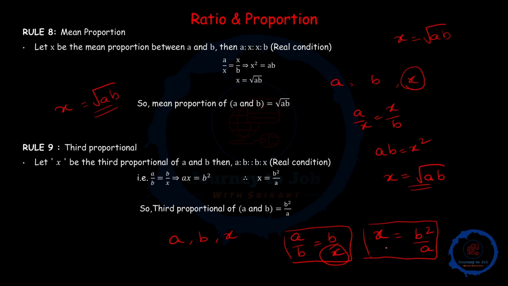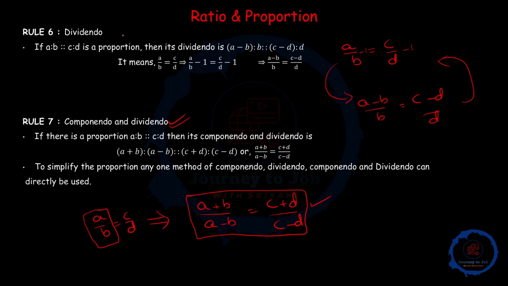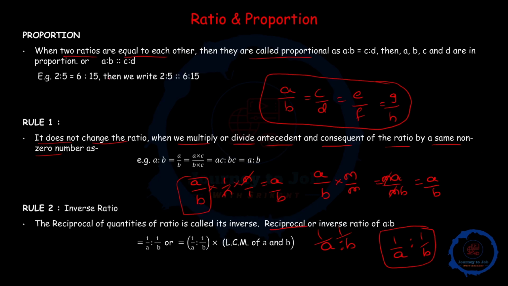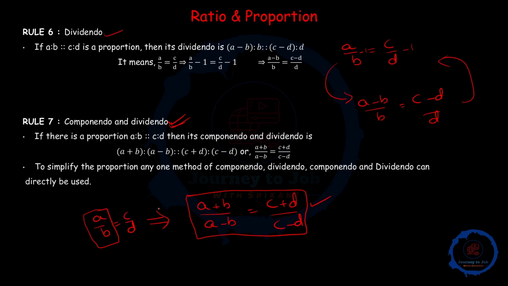Next, actually you have to remember all these rules. Third proportional is what, mean proportion is what, componendo or dividendo, how to use this rule, dividendo, how to use this rule. Next, here the componendo rule, how to use alternando, invertendo, you need to know. Next, rule 1: if you multiply or divide any ratio, it doesn't change. Next, inverse ratio, what is the inverse ratio? All this you have to learn.